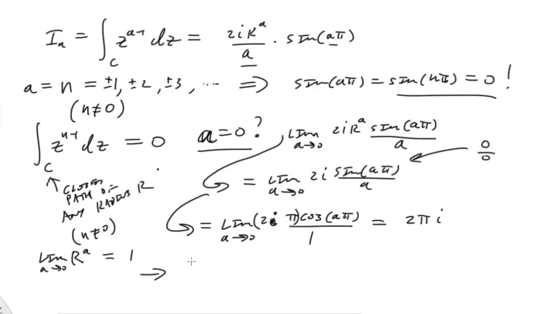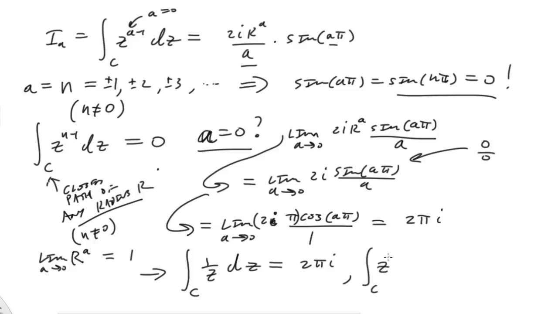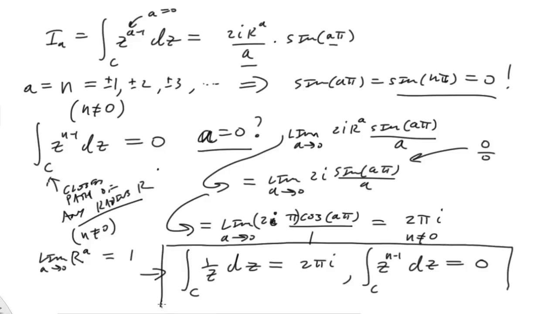So what we have is the integral along a closed path of any radius, C, of 1 over z, which is of course what happens when a is 0, dz, is equal to 2 pi i. However, the integral over the same closed path of z to some other integer power, call it n minus 1, where n is not equal to 0, dz, they're all 0. So that is a really important result, and that's going to be used very frequently in the future. So please log that away in your memories.